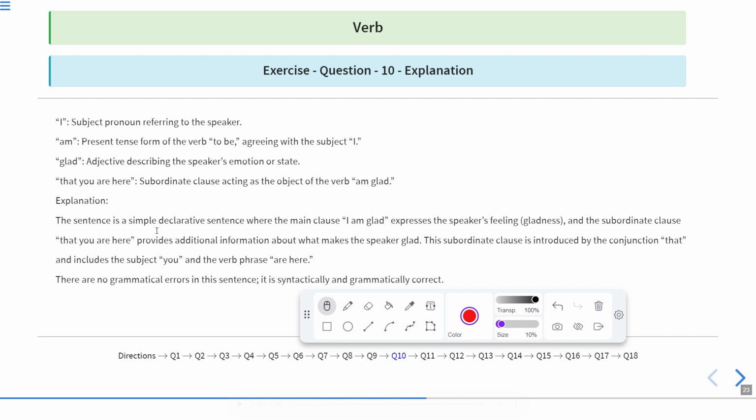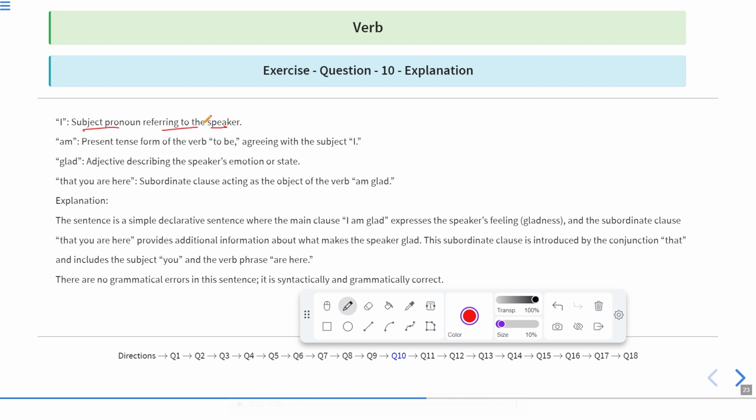Okay. So, "I" is a subject pronoun referring to the speaker. It means I is the speaker of the sentence or the subject of the sentence. "Am" is the present tense form of the verb to be agreeing with the subject I, because we know that with I we use am. "Glad" is an adjective describing the speaker's emotion or state. "That you are here" is a subordinate clause acting as the object of the verb in "I'm glad." Explanation: the sentence is a simple declarative sentence where the main clause "I'm glad" expresses the speaker's feeling, gladness, and the subordinate clause "that you are here" provides additional information about what makes the speaker glad.